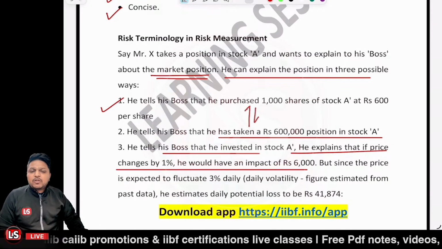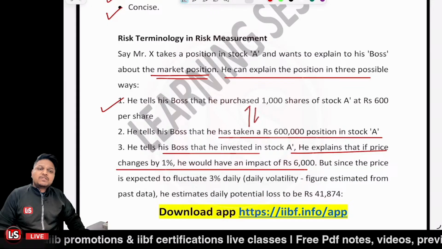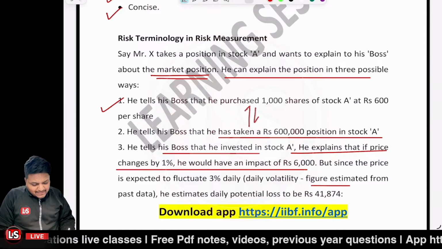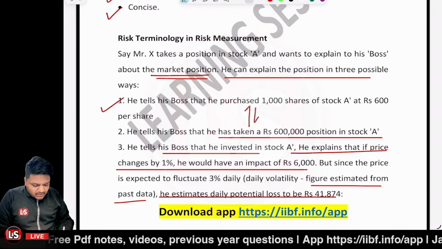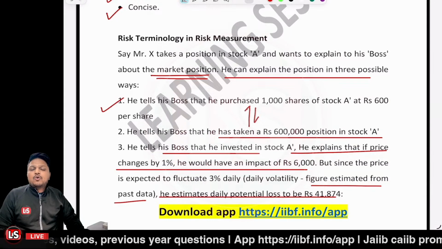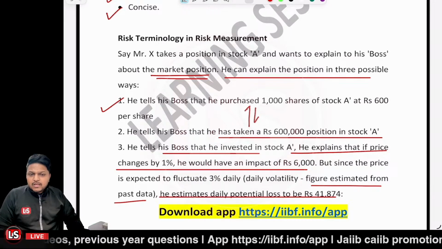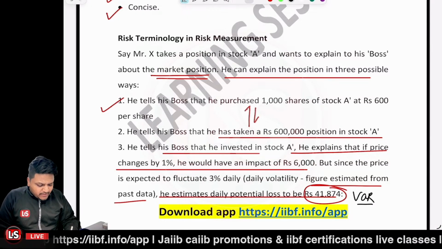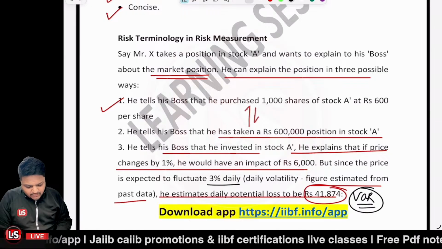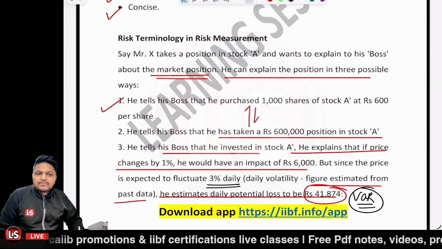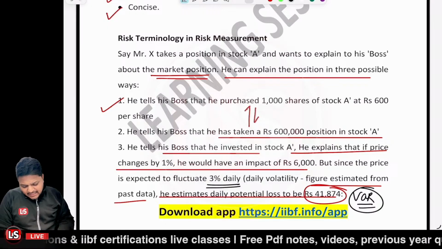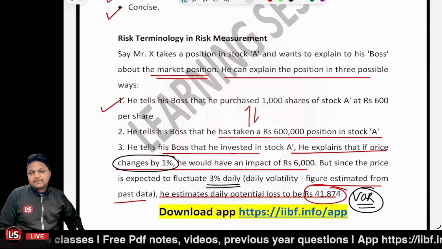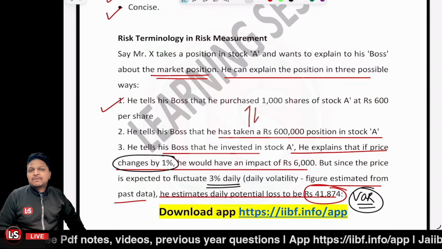But since the price is expected to fluctuate 3% on a daily basis, that is given to be the daily volatility, the figure estimated from the past data, he estimates the daily potential loss to be 41,874. Now this is actually given to be the VAR, that is the value at risk, and the volatility is also given, that is a daily volatility of 3%, right? And moreover, it's given with a 99% confidence level.